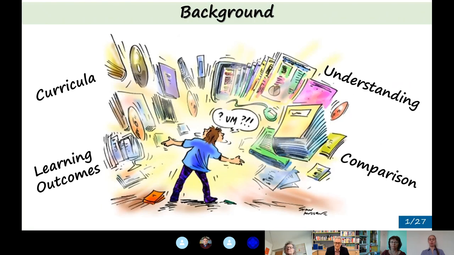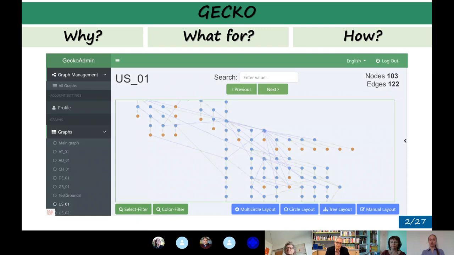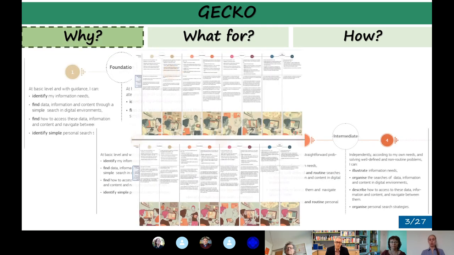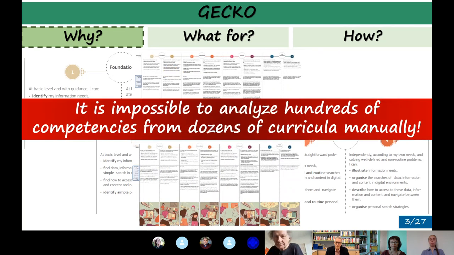The thesis is addressing a problem which is important in the field of applied computer science and computing education. It also includes work with learning outcomes from curricula, analyzing and understanding them. That's why there exists a project named Gecko, which also works with curricula. It represents curricula as a directed graph. Why does it exist? Because it's almost impossible to analyze hundreds of competencies from dozens of curricula manually and to find the relations between these curricula.